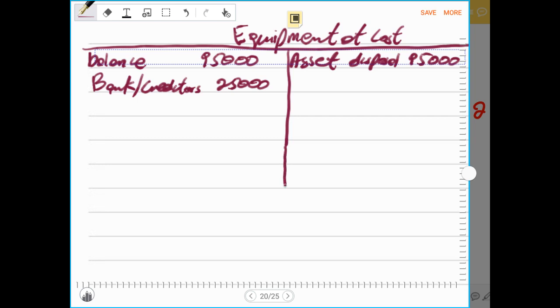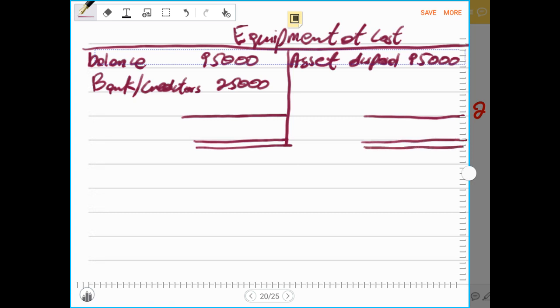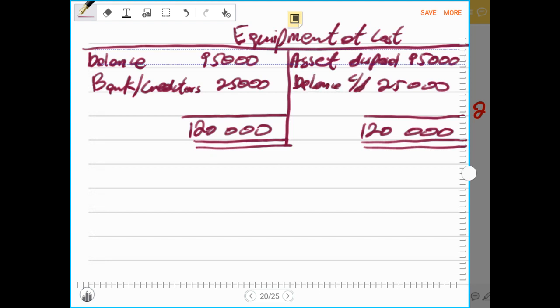So now we know that there was no other disposal of equipment. If there was no other disposal, we can just balance this ledger account. Let us draw the line to balance this account. Always draw 2 lines to balance the ledger account. We say 95,000 rands plus 25,000 rands gives us 120,000 rands. And 120,000 rands minus 95,000 rands gives us 25,000 rands, being the balance carried down, and 25,000 rands being the balance brought down.